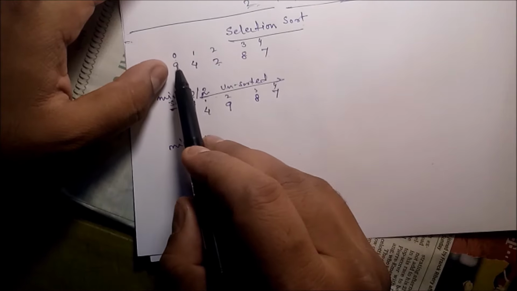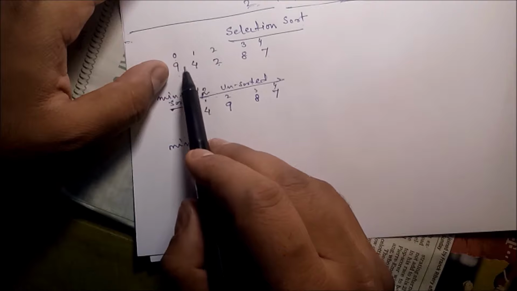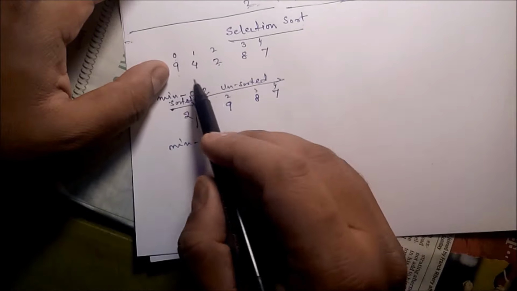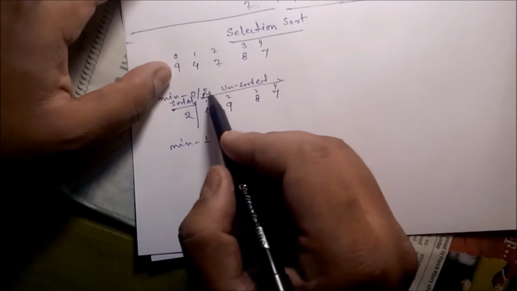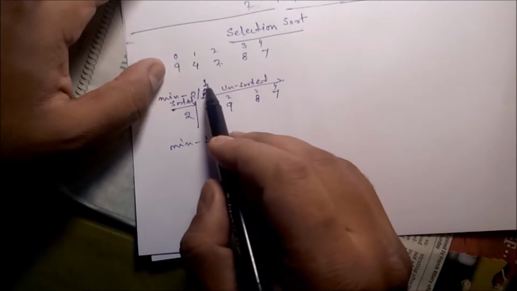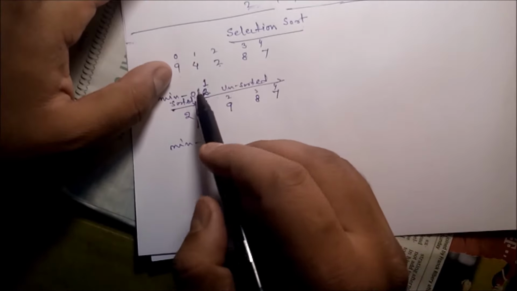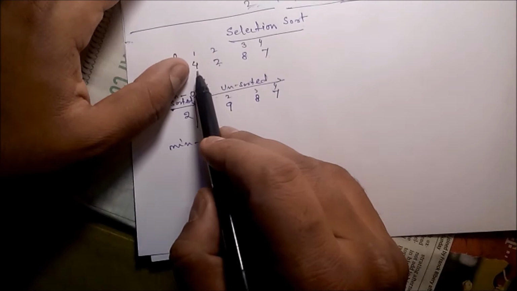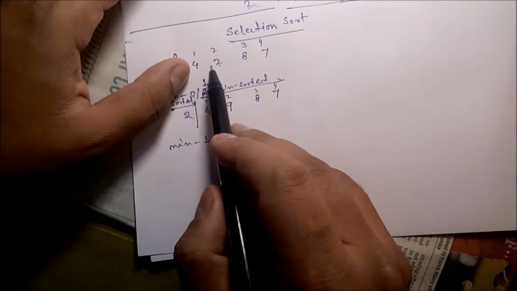Now compare index 0 with index 1, so 9 with 4. Now 4 is smaller than 9, so update the minimum index. Now the minimum index is 1. Minimum index is 1 means now the minimum value is 4, not 9. Now compare this minimum value with the next index, that is 2.